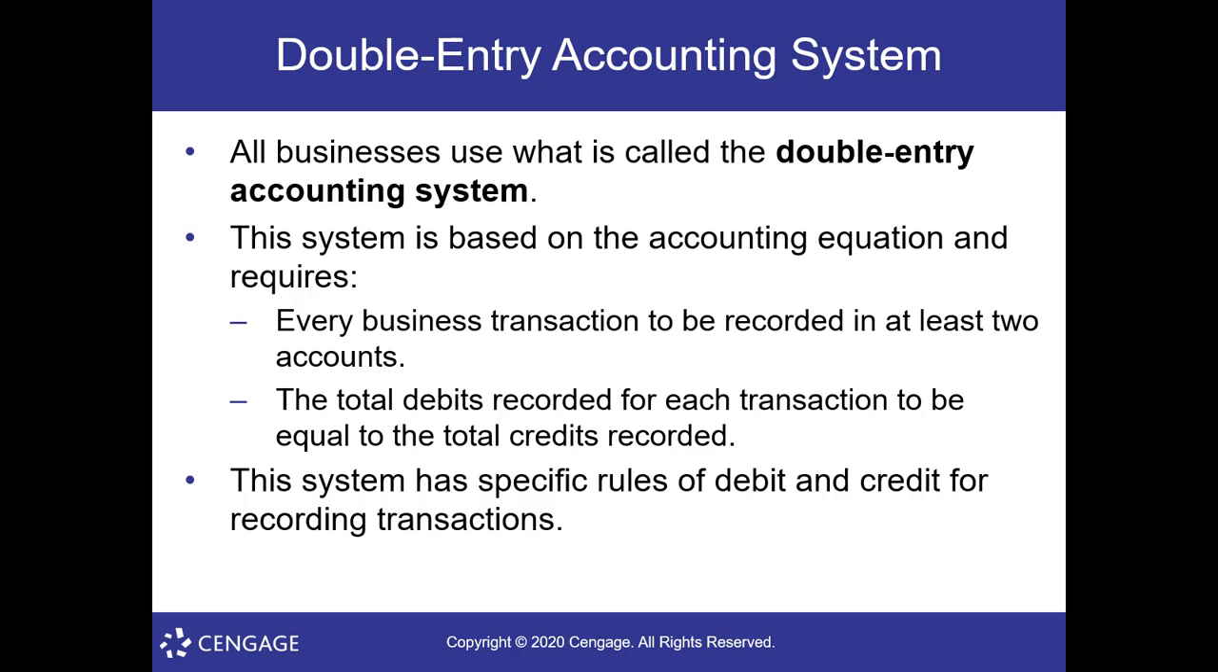And so every business transaction is going to be recorded in a minimum of 2 accounts. There can be some transactions that will have 3 accounts or 4 accounts or hundreds of accounts, but they will all have at least 2. There'll be at least 1 debit and 1 credit for every transaction.